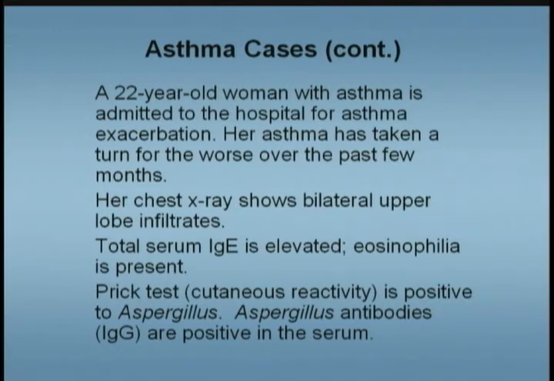So this case started off as an asthma exacerbation, right? A case of a person having asthma that took a turn for the worse. But you've noticed a couple more things. Not only did it all of a sudden take a turn for the worse, but she has x-ray findings, bilateral upper lobe infiltrates. Now the IgG is elevated, you can find that in asthma.